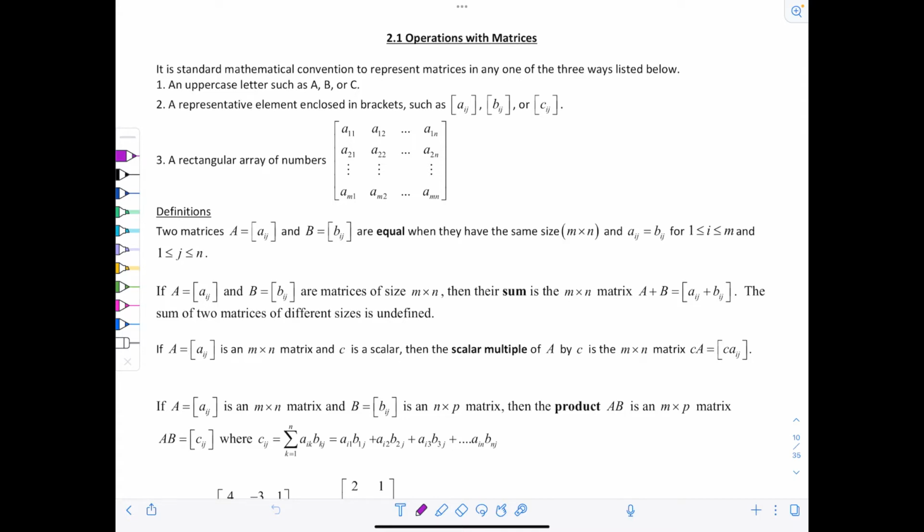First option is you can just use an uppercase letter like A, B, or C. Another option, too, is a representative element enclosed in brackets. So you would have lowercase a sub ij, which would represent matrix A, or lowercase b sub ij, because that's a representative element that belongs in the matrix, so that would represent matrix B, or c sub ij, etc. And then another option is a rectangular array of numbers.